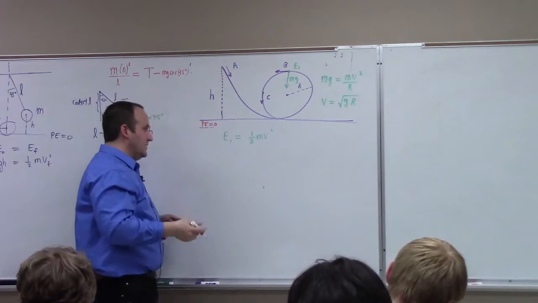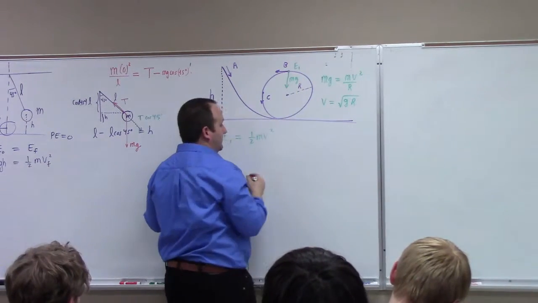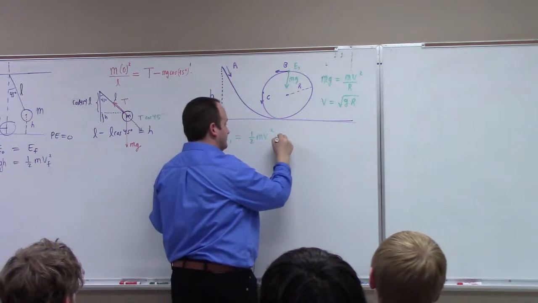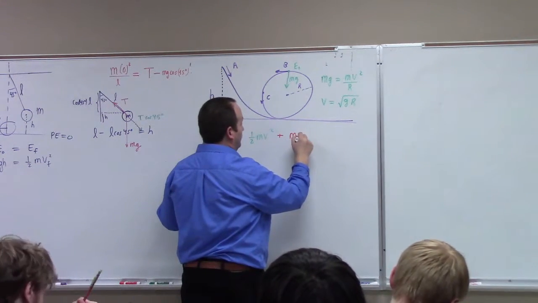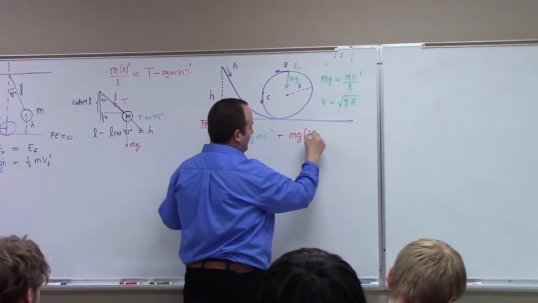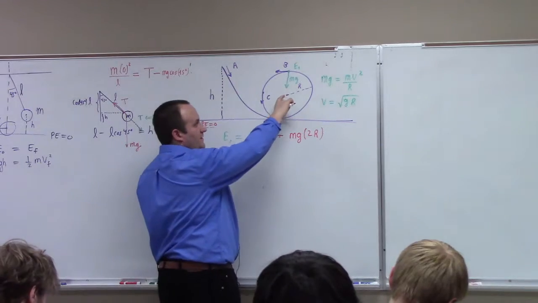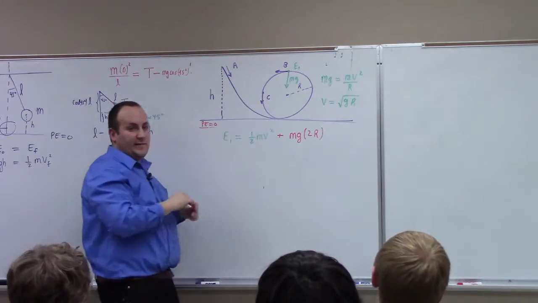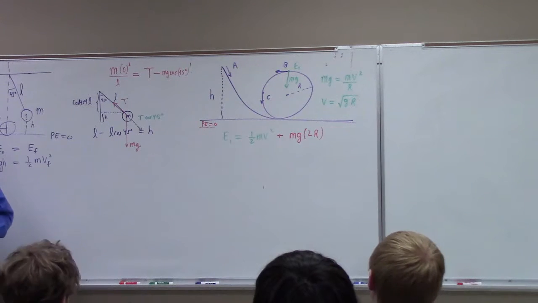All right. What is the potential energy up here at the point B? Yeah, mg times 2r. Now, why does he say 2r? Did you guys see that? r plus r to get up here, right? It's a diameter off the ground. Everybody see that?